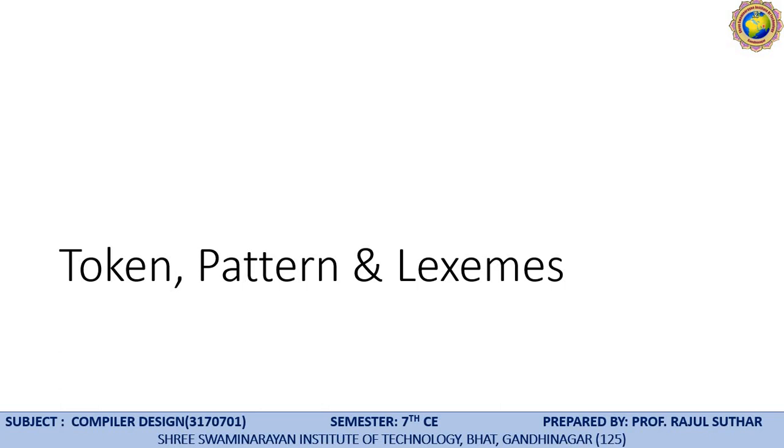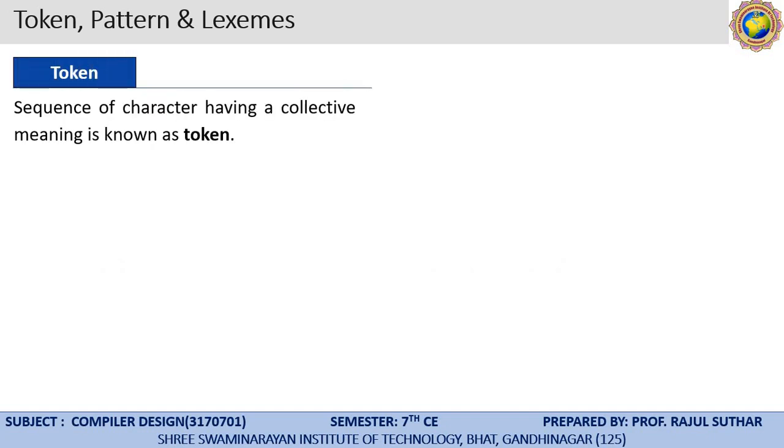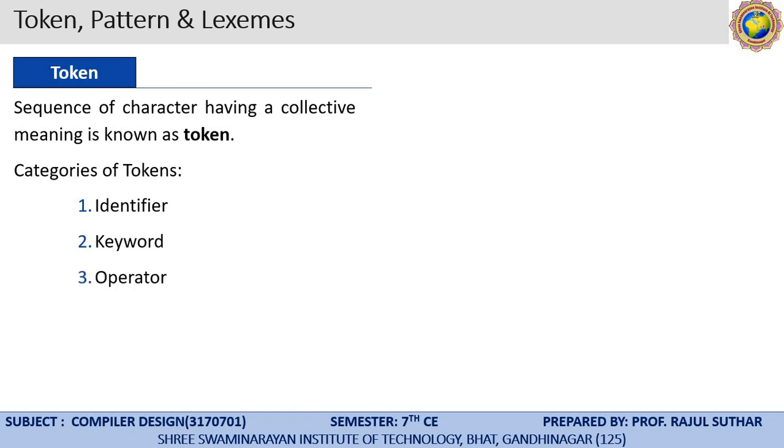What is a token, pattern, and lexeme? Let me understand one by one. Token: it is a sequence of characters having a collective meaning, known as a token. A token is a class or category of similar lexemes such as identifier, number, constant, or operators. So we can categorize the tokens as identifiers, keywords, operators, special symbols, or constants.